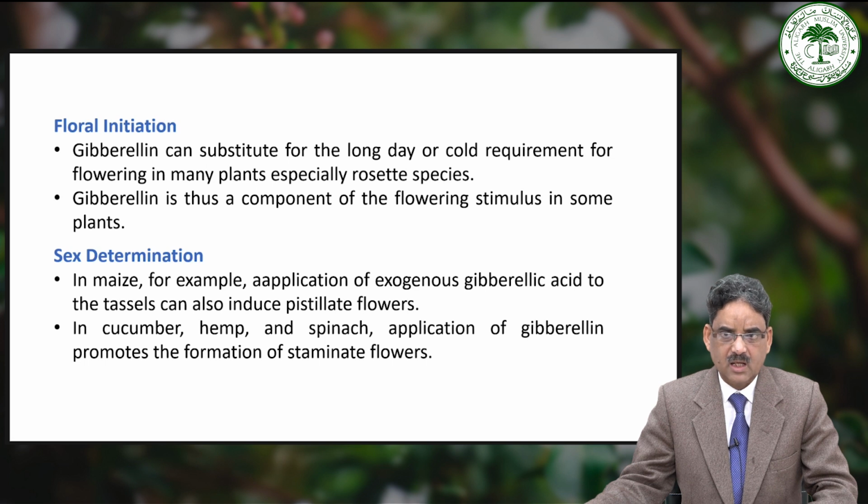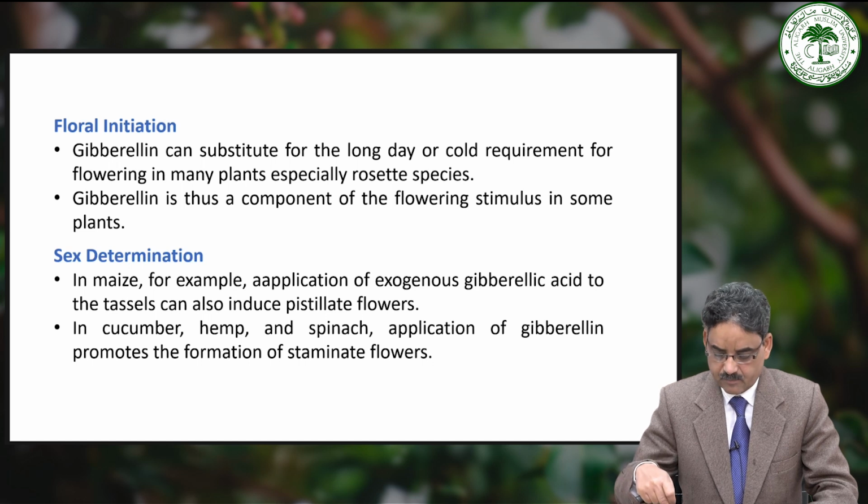Similarly, in crops such as cucumber, hemp and spinach, the application of GA has been found to promote the formation of staminate flowers. This implies that gibberellin has the ability to influence the development of male reproductive structures in these plant species.